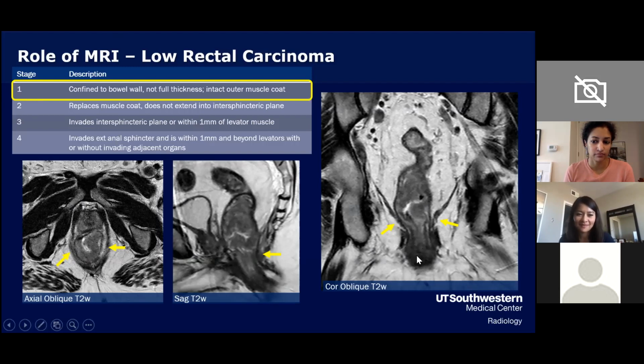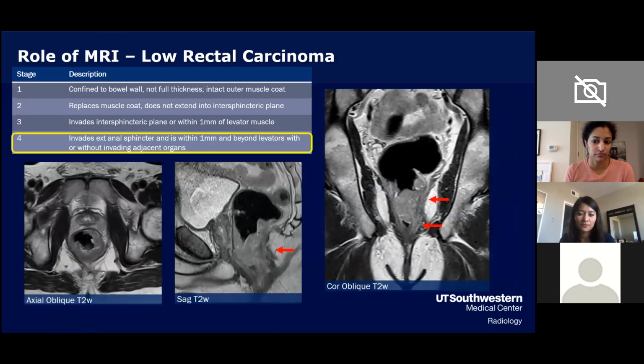So this is what you would call a stage T1, but basically what we would say here is no involvement of the sphincter complex. As opposed to this case here, another low rectal cancer, and you can see on the sagittal image that the tumor has grown through the rectal wall, completely involving the levator plate, and this is the outer sphincter muscle here. Same thing on the left side.